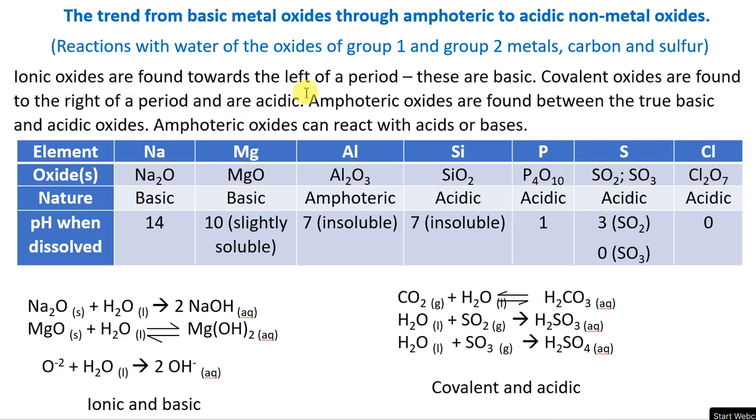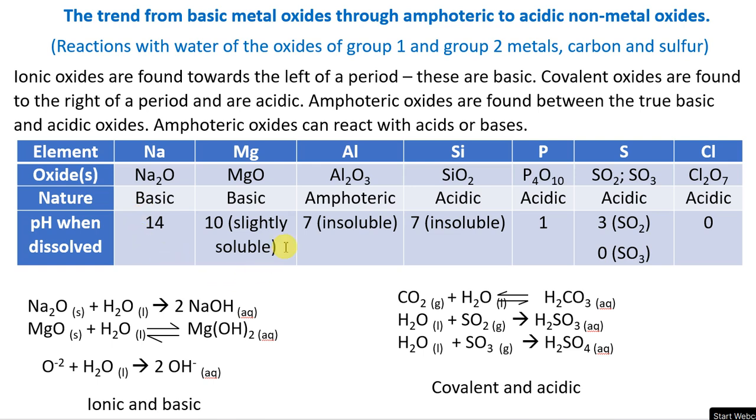Ionic oxides are found towards the left of a period. These are basic. Covalent oxides are found to the right of the period and are acidic. Amphoteric oxides are found between the true basic and acidic oxides. Again, amphoteric oxides can react with acids or bases. So, in crossing period 3 from sodium Na to chlorine Cl, the oxides formed by sodium and magnesium are basic.